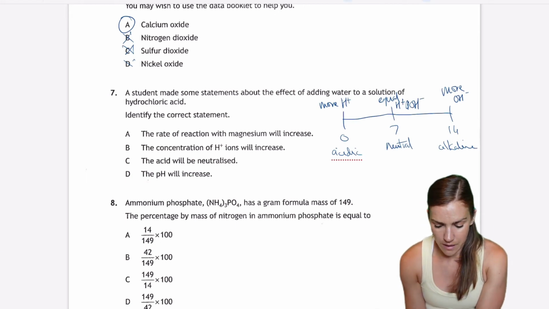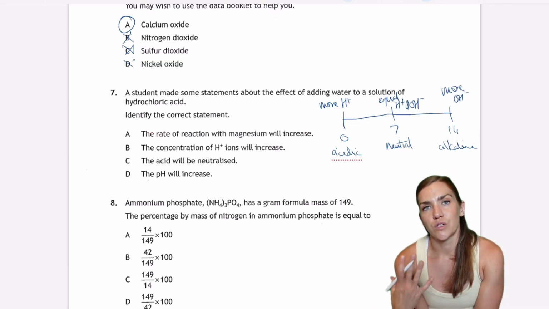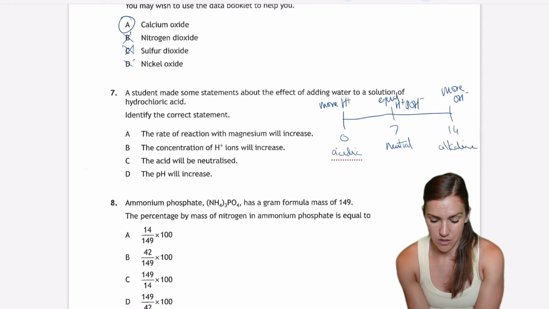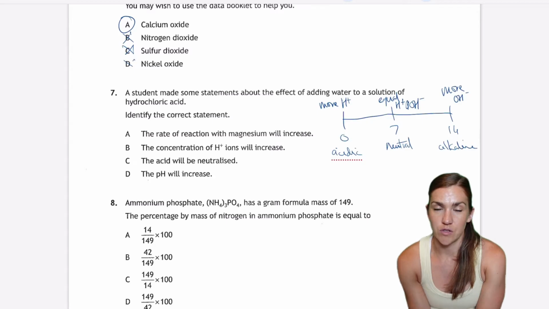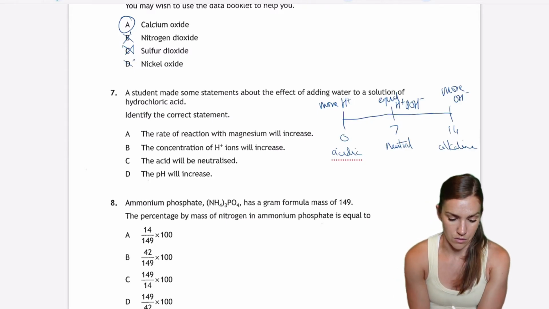So if we then go through the statements, the first one is the rate of the reaction with magnesium will increase. Well, we're diluting the acid, which means we're lowering the concentration. So any reactions will actually decrease in rate because from our rates of reaction knowledge, a lower concentration leads to a slower reaction. So A is not correct.